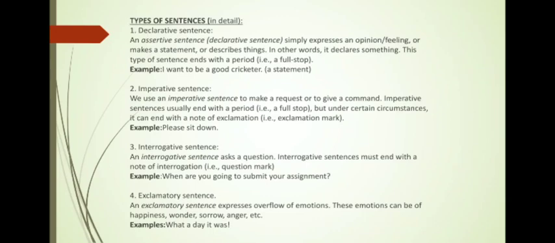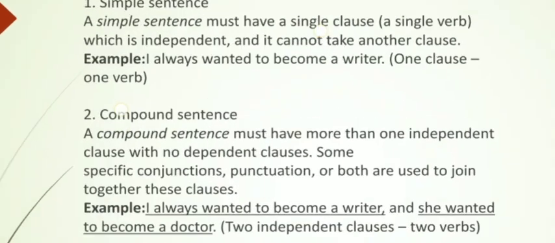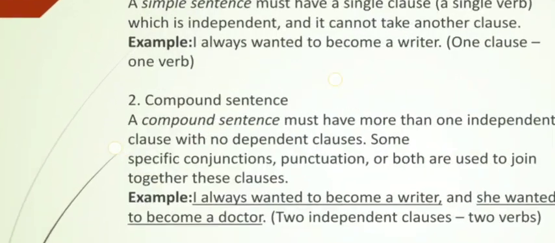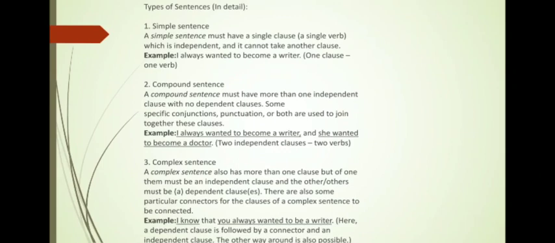Secondly, we will see types of sentences on the basis of their structure. We have seen there are three types: simple, compound, and complex. It is very easy. We have seen what sentences are, and we have also seen that to form a sentence, there should be one independent clause.